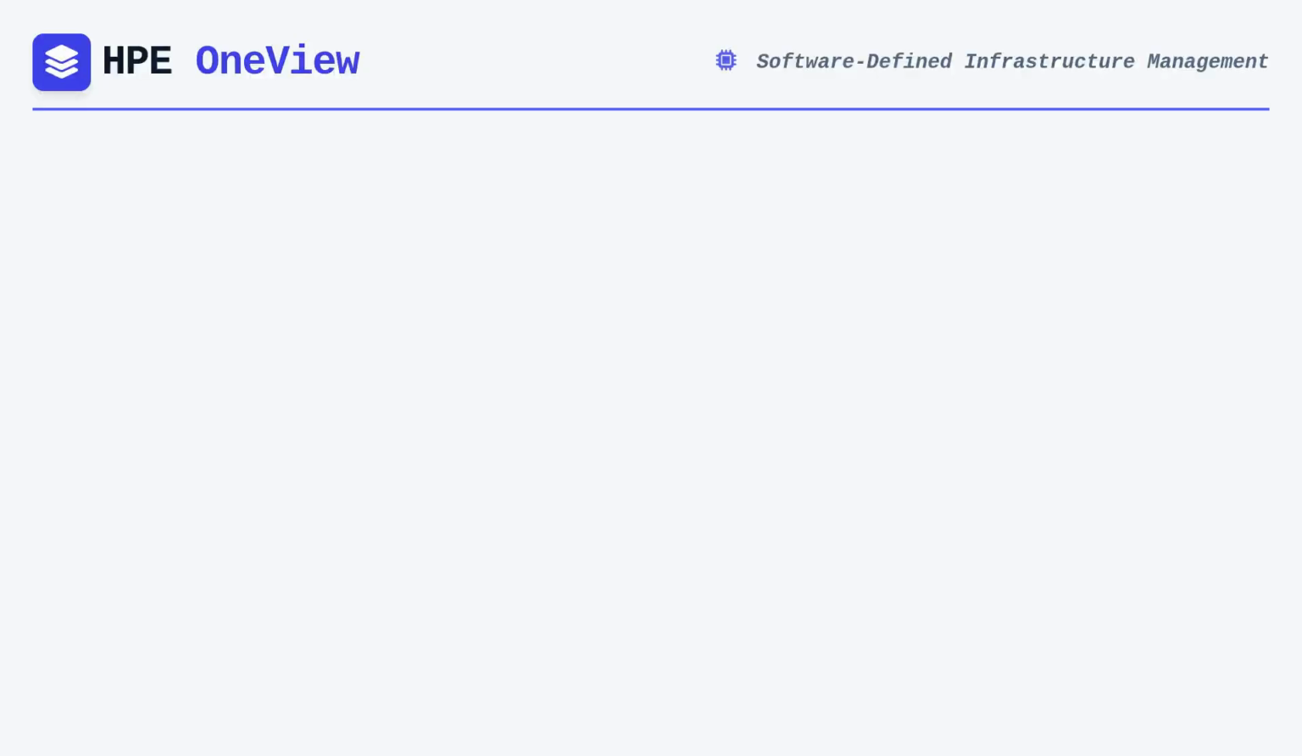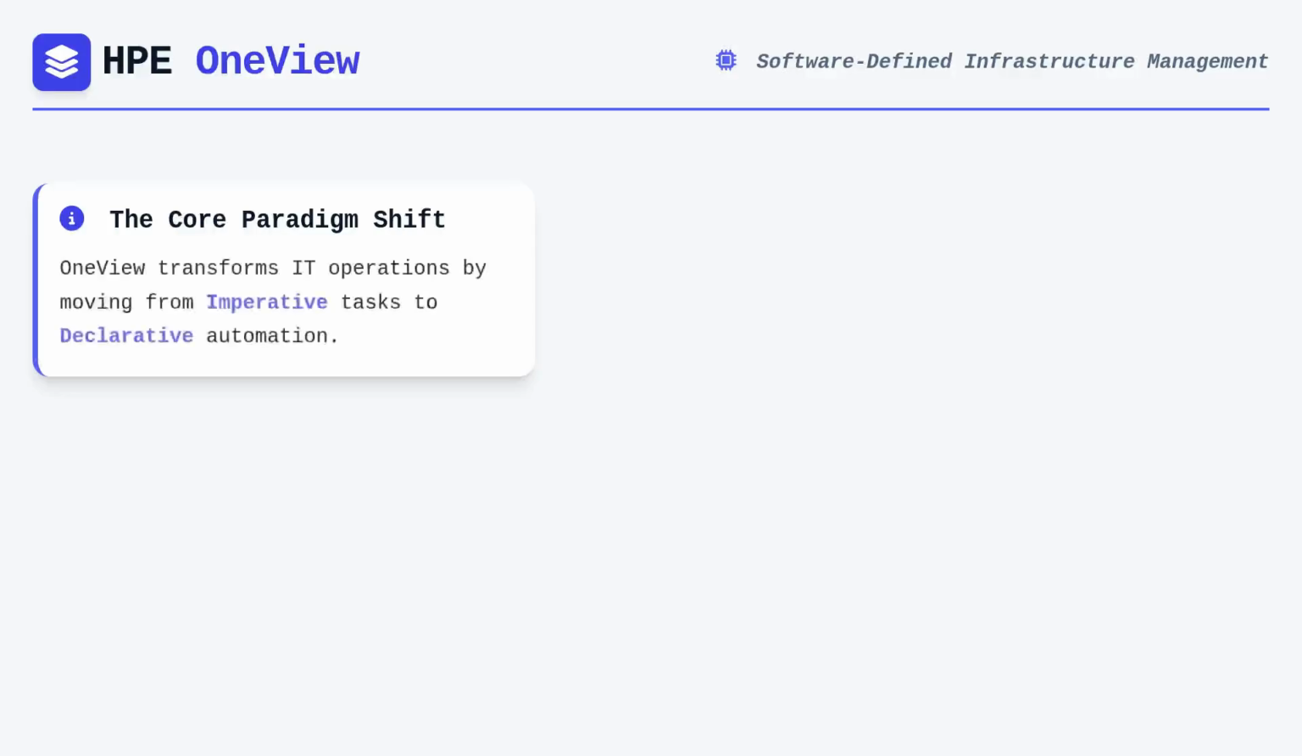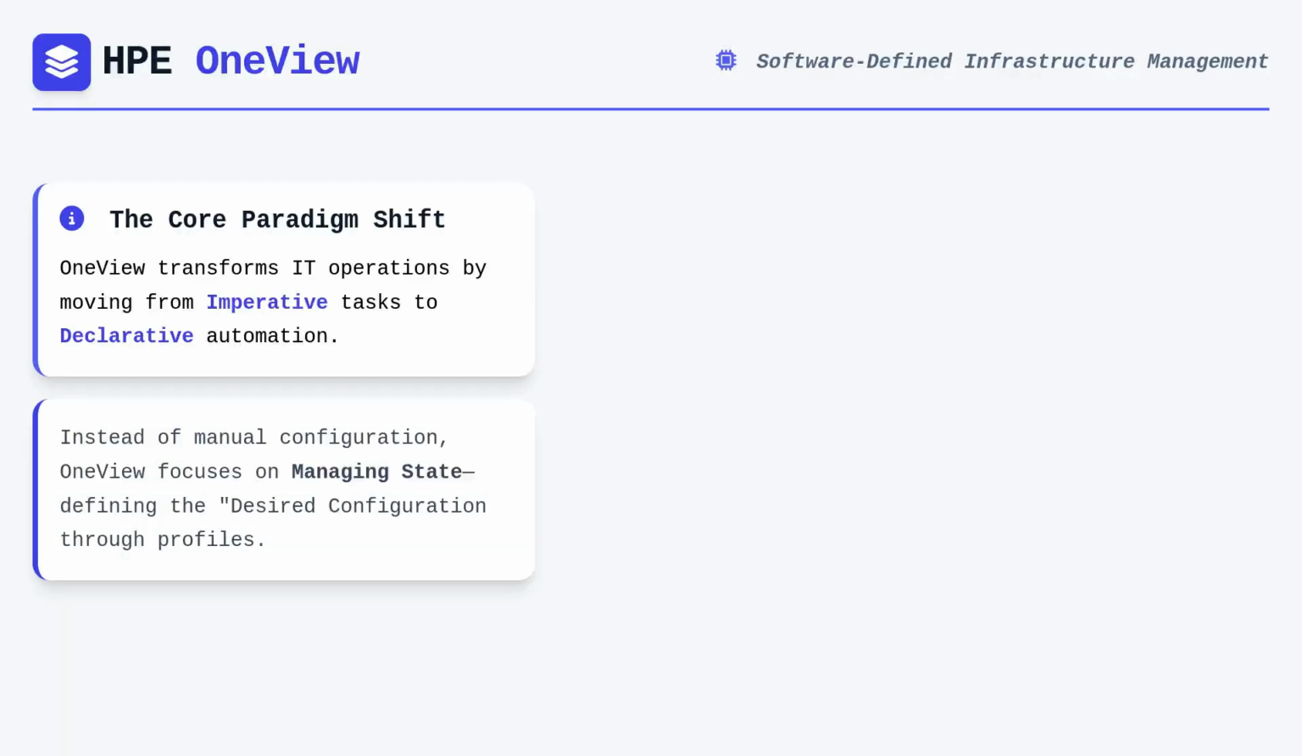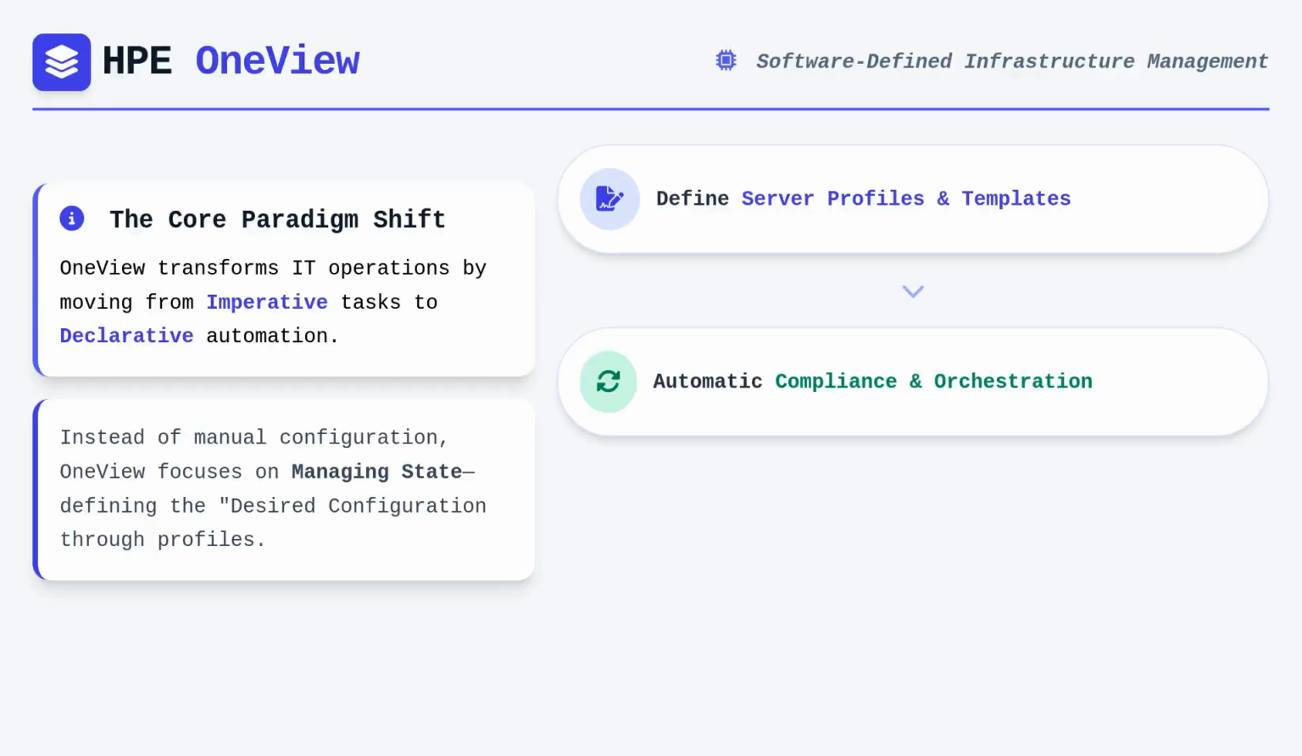HPE OneView represents the abstraction layer that enables software-defined management across your entire data center footprint. When we talk about it as a masterclass subject, we are not simply discussing a graphical user interface, but rather the underlying architectural principles that allow for declarative automation. At its core, OneView moves IT operations away from manual, imperative task execution toward a model defined by server profiles and templates. This shift is critical because it ensures that infrastructure consistency is maintained regardless of the underlying hardware generation.